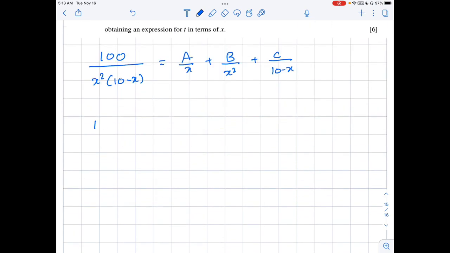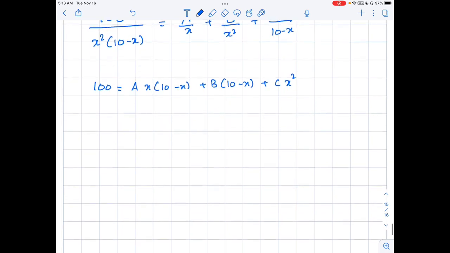So it becomes 100 is equal to a times x times (10 minus x) plus b times (10 minus x) plus c times x squared. So plug in x is equal to 0. So 100 is equal to b times 10. All other terms will become 0. b is equal to 10.